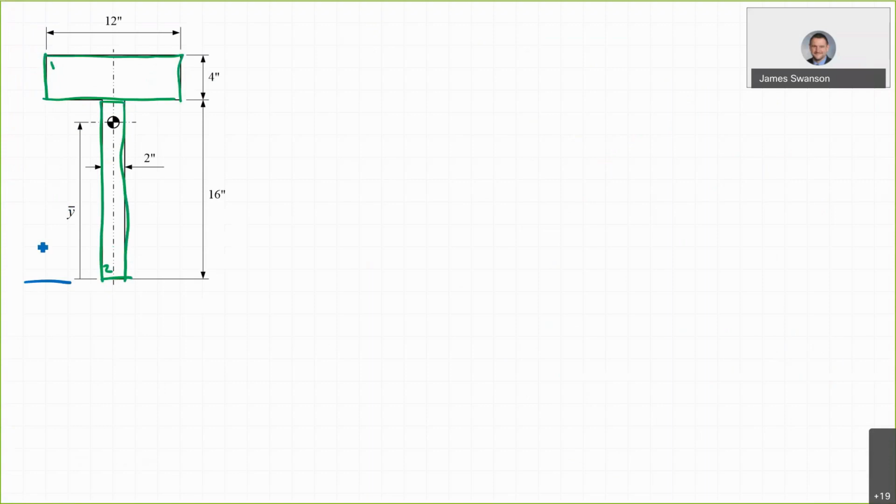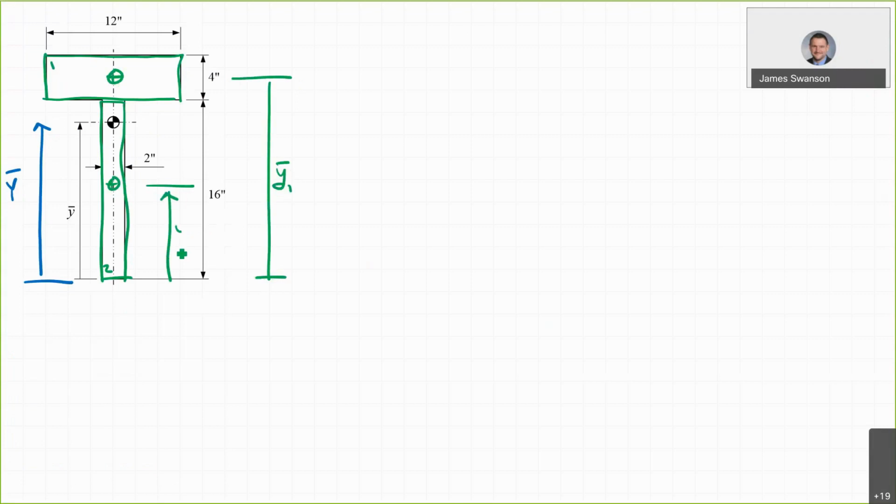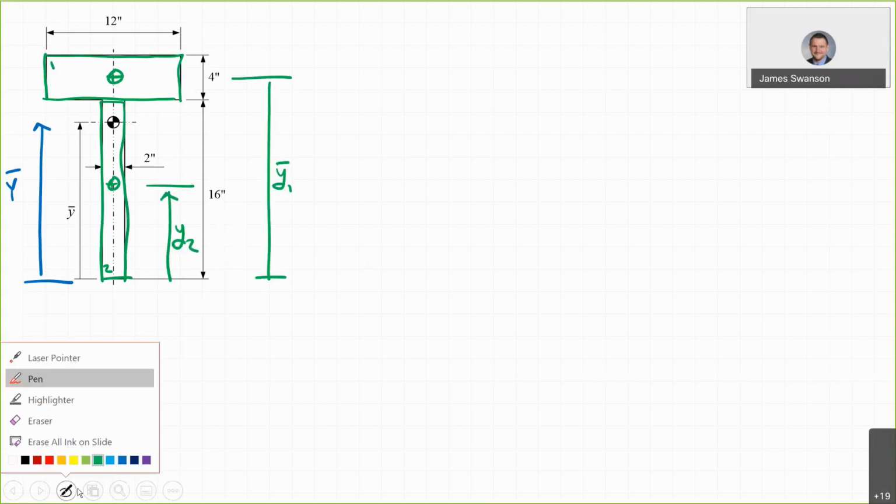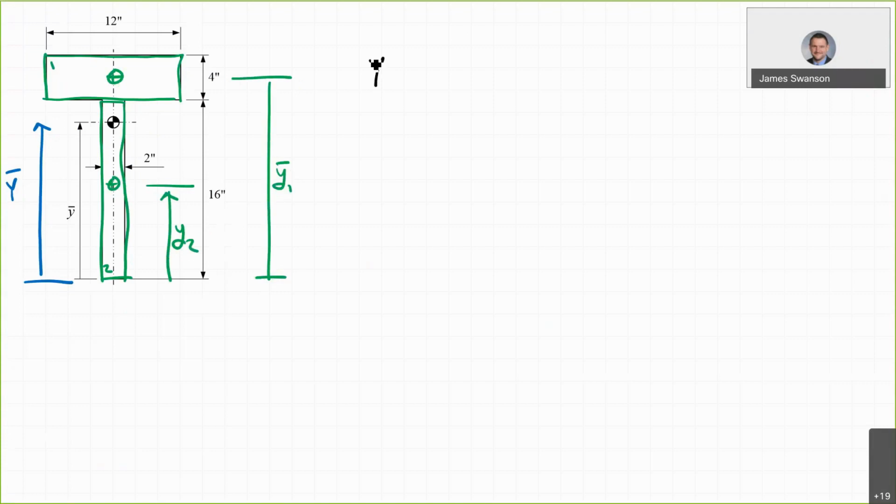If I were being more consistent, I would probably call this capital Y bar. And then I have a centroid here to the first area, so this would be little y bar sub 1. And then I have a centroid here to the web, and this would be little y bar sub 2. So then I can say that y bar is equal to the sum of a sub i times y bar sub i divided by the sum of a sub i.